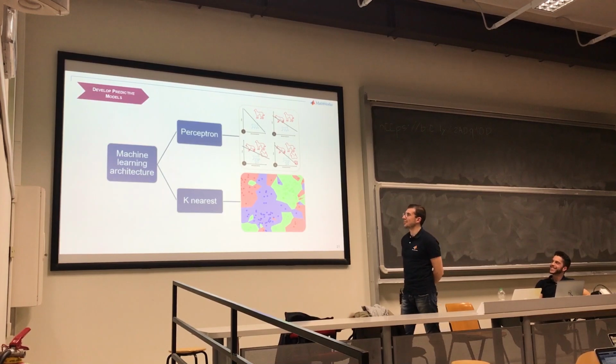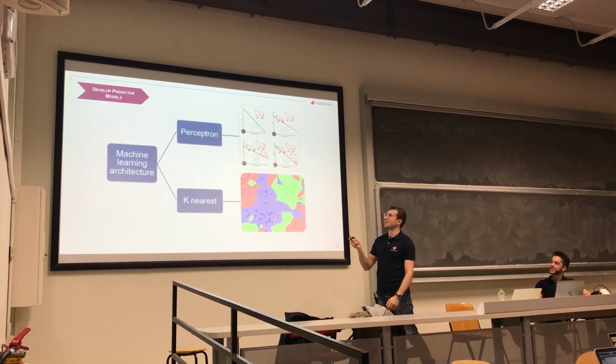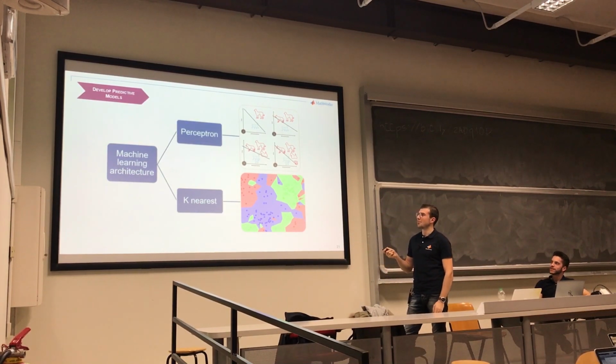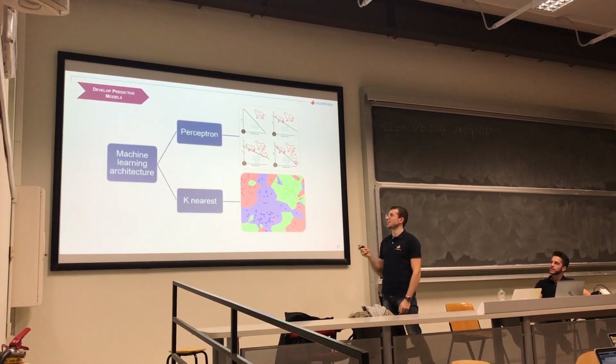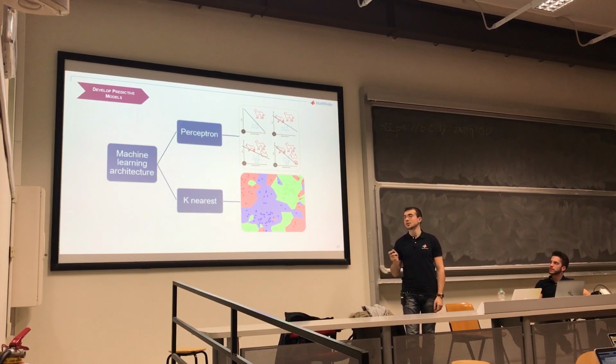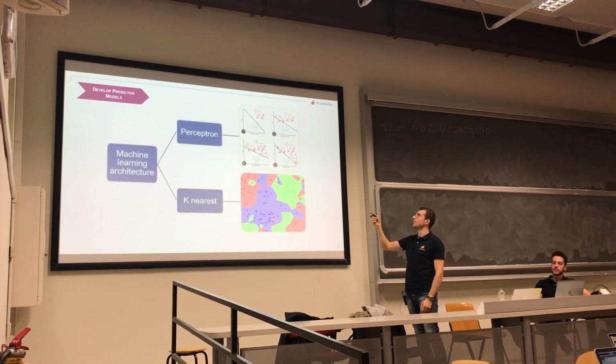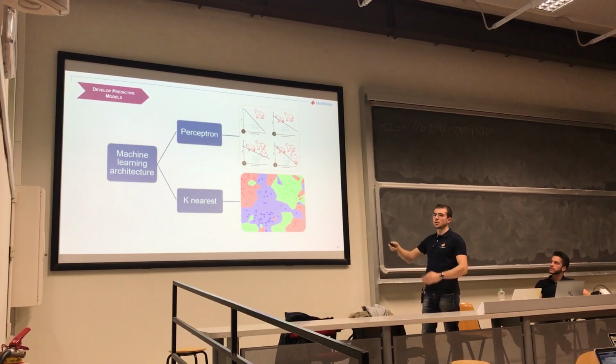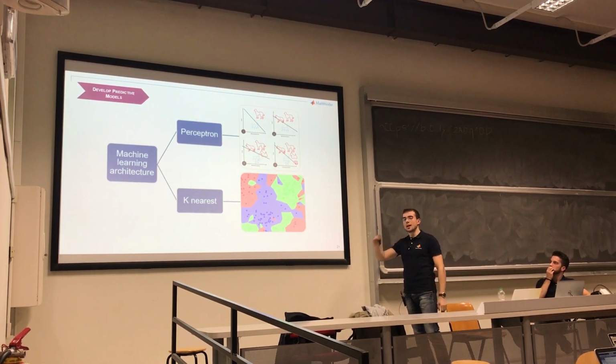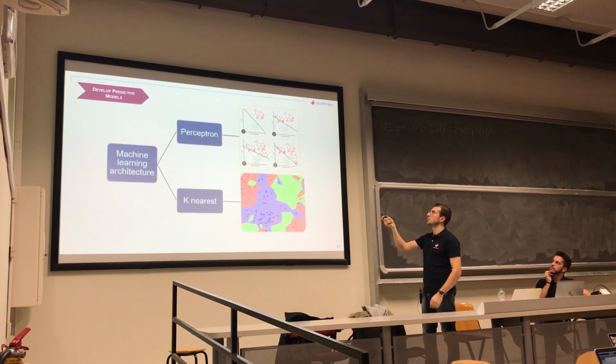Let's start talking again about machine learning. We have two types of machine learning: perceptron and k-nearest. Perceptrons allow us to divide our space into two parts. Like in this case, we have dogs and cats. With a perceptron, I can draw a line that divides which part is images of dogs and which part is images of cats.